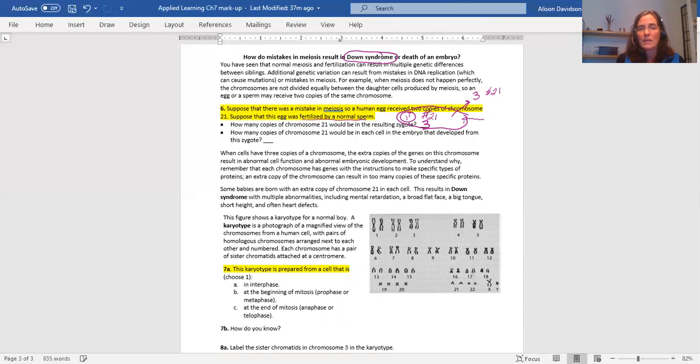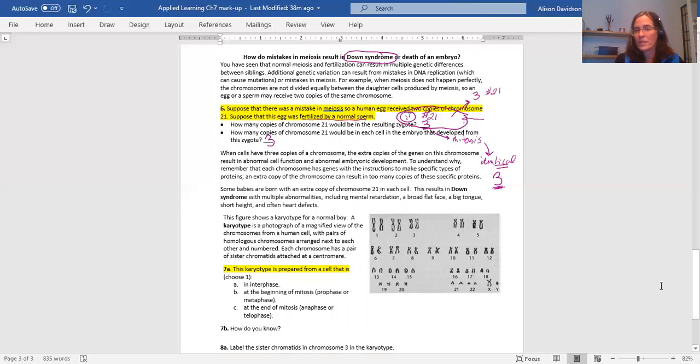So our first question, how many copies of chromosome 21 would be in the resulting zygote? That answer is 3. Now, how many copies of chromosome 21 are going to be in each cell from the embryo that develops from this? Remember, it develops through the process of mitosis. So every single one of the cells is going to be genetically identical to the first one, which means every single cell is also going to end up with 3 copies of chromosome number 21 in it.